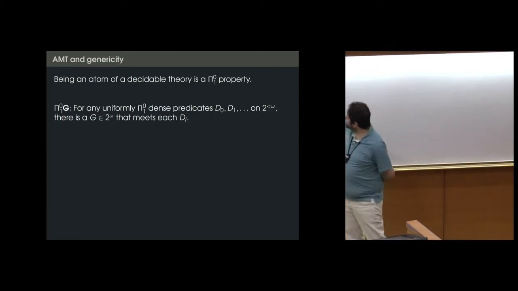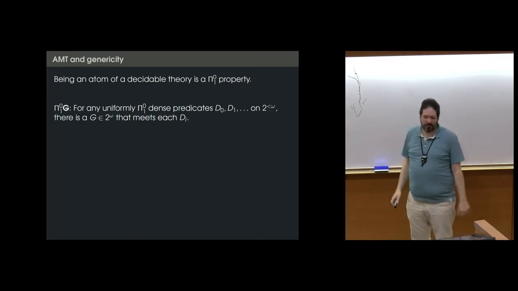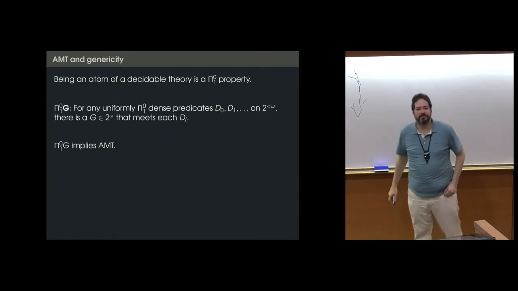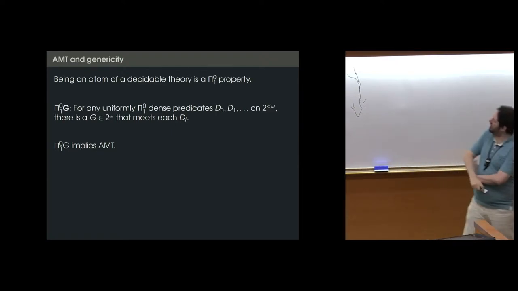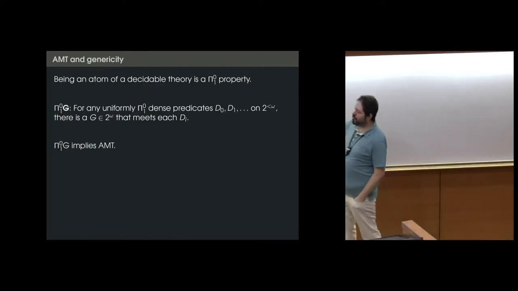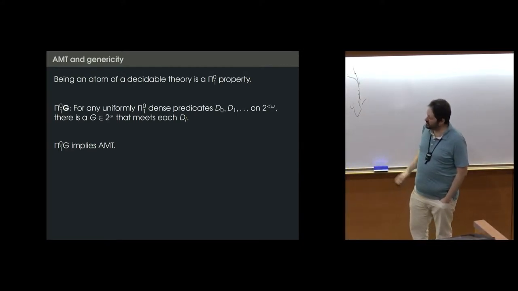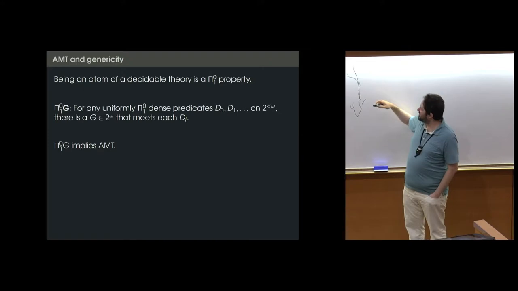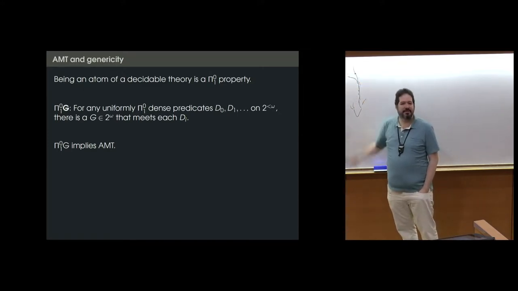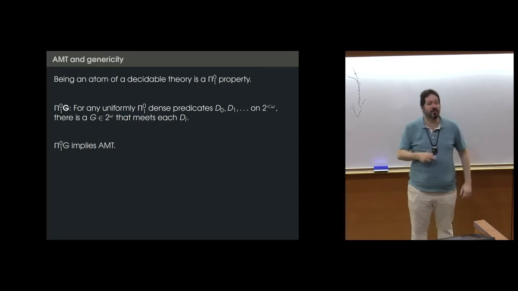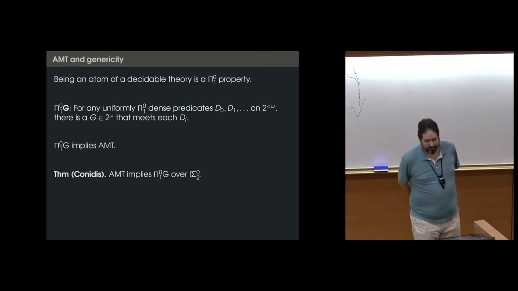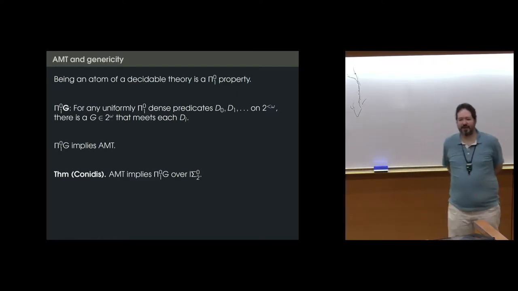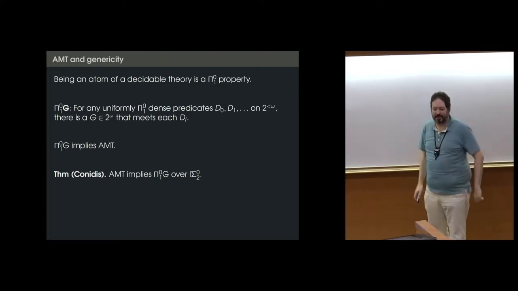And as you might imagine, because finding isolated paths is a Π⁰₁ property, this should be enough power to find these paths. And in fact, Π⁰₁G does imply AMT. But then you might think, I have a lot of room in building these trees or theories. Maybe this should be a general procedure. Maybe I should be able to encode any Π⁰₁ predicate somehow as isolated paths in the tree, so maybe I can go the other way around. And in fact, almost: AMT actually implies Π⁰₁G as well. They're actually equivalent.